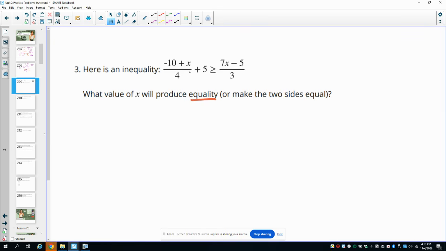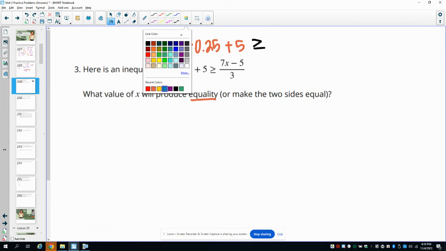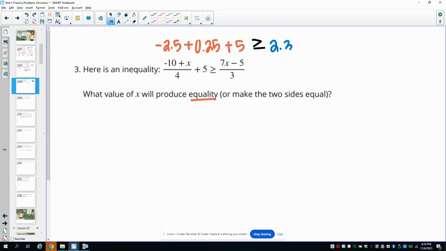We're going to get quite a few decimals if we try this, because even if you just divide these, negative 10 divided by 4 is negative 2.5, and then 1 divided by 4 is 0.25x, and then plus 5, and that's greater than or equal to this other side. If you do 7 divided by 3, that's 2.3 repeating x, and then negative 5 divided by 3 is negative 1.6 repeating. So this is just a lot of numbers, a lot of decimals.